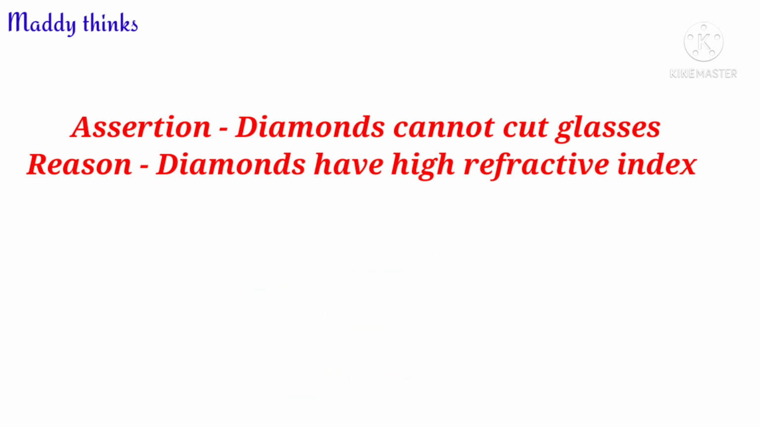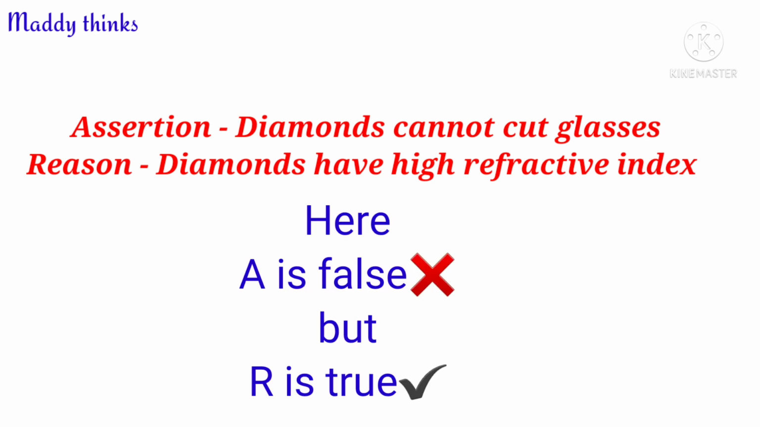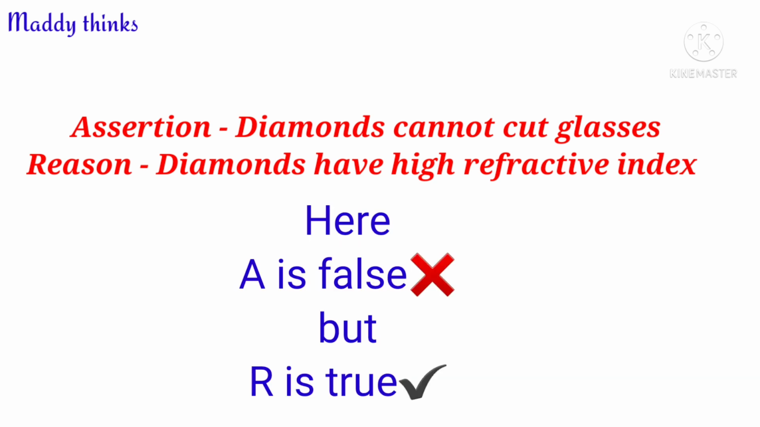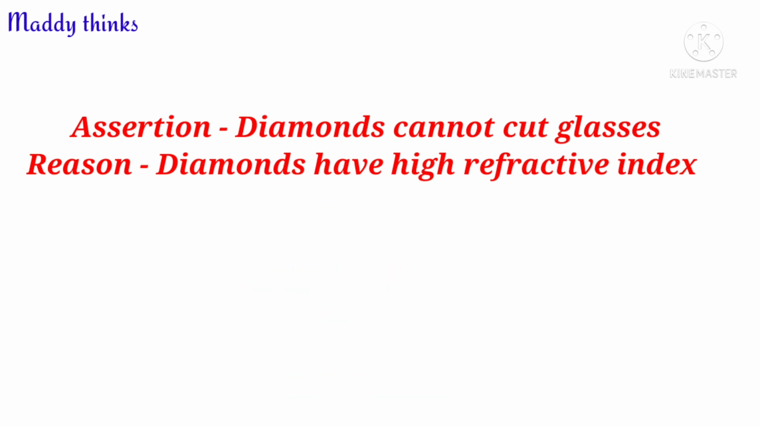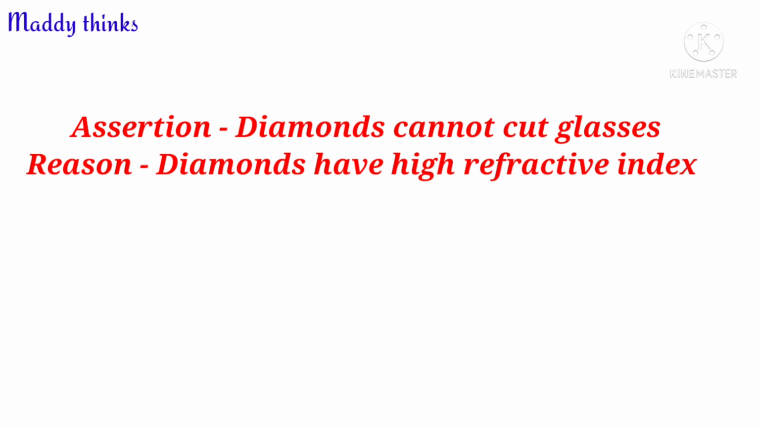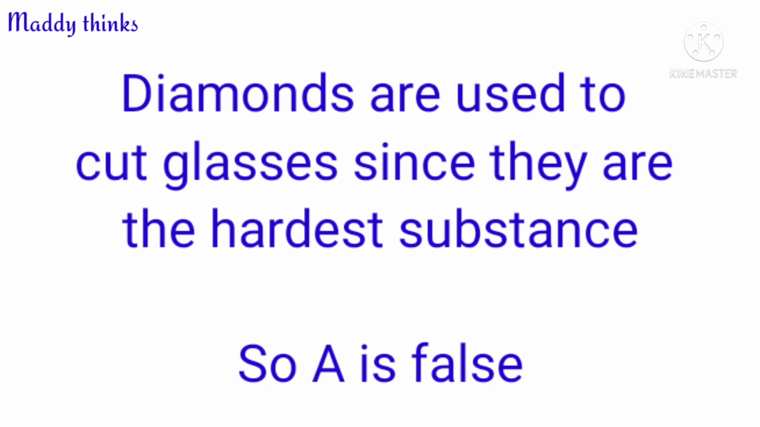Let's see another example. In this assertion statement, diamonds cannot cut glasses. A reason statement says diamonds have high refractive index. In this case, the assertion is false, but the reason is true. Let's see why the assertion is false. Diamonds are used to cut glasses since they are the hardest substance. But the assertion statement is given as diamonds cannot cut glasses. So assertion is false.